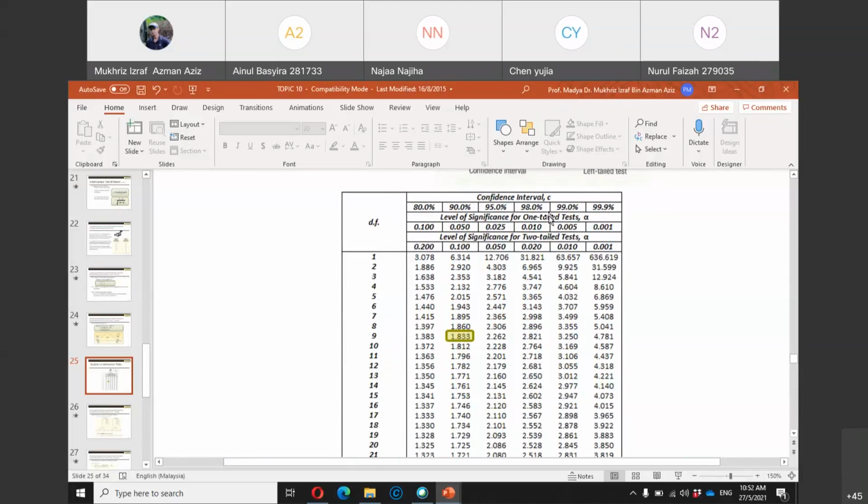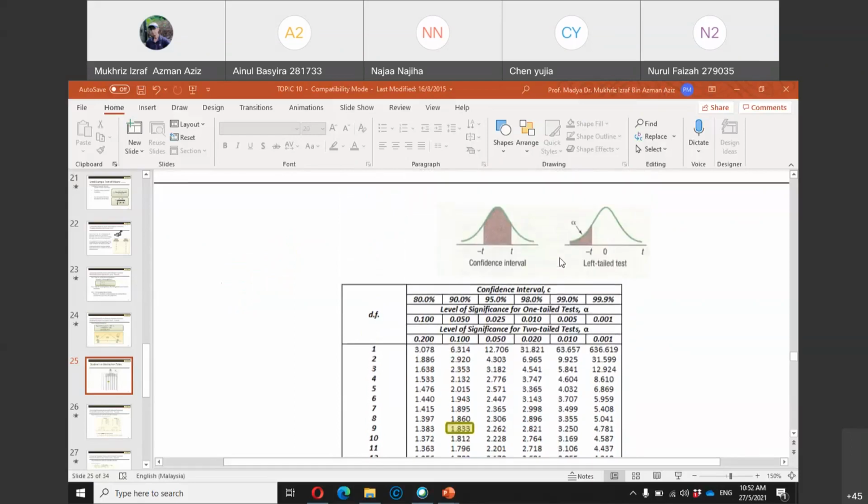Because in your H1 you put the not equal to sign, since you want to test the difference, is there any difference? Difference means you are doing a 2-tail test. Then your DF you decide to be 9, obtained by N1 plus N2 minus 2. So 9 under 2-tail test, 10%, it will be 1.833.